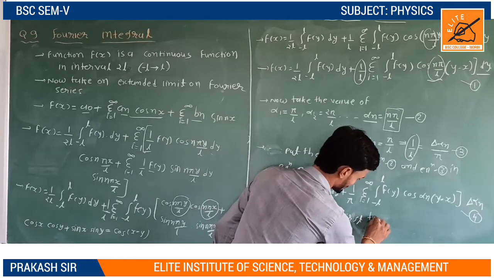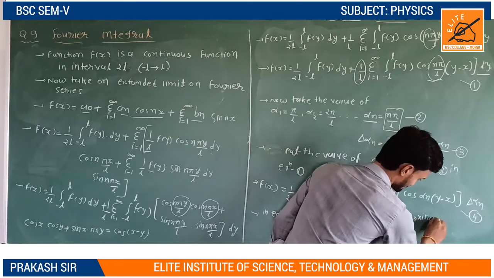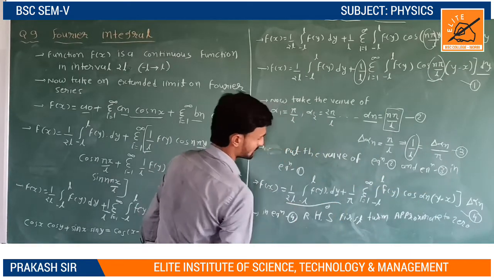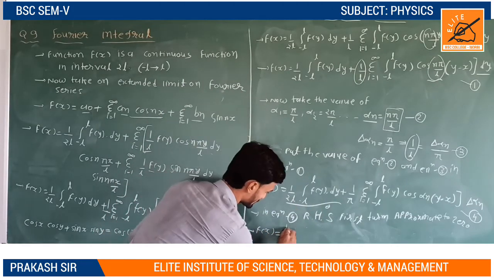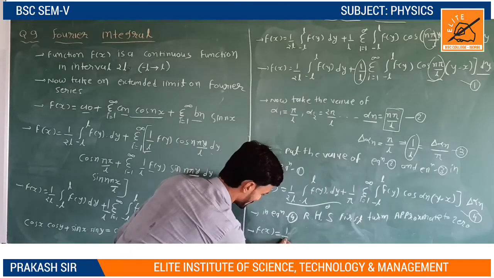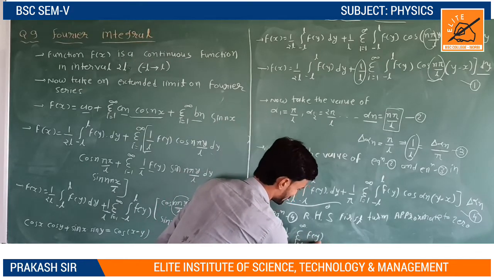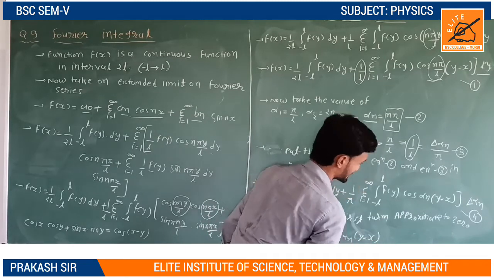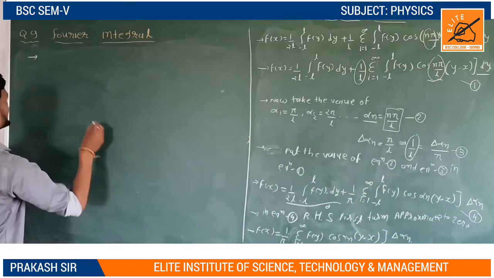Now in equation number 4, on the right hand side, the first term approximates to 0, so this term is 0. So now equation number 4 is f of x is equal to 1 upon pi summation of 1 to infinity f of y into cos of alpha n times y minus x, delta alpha n.